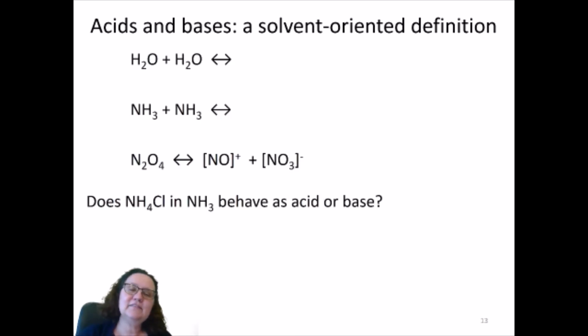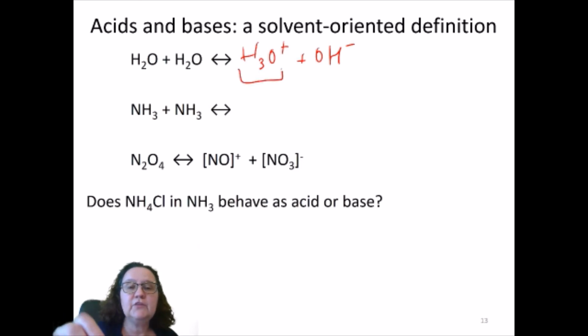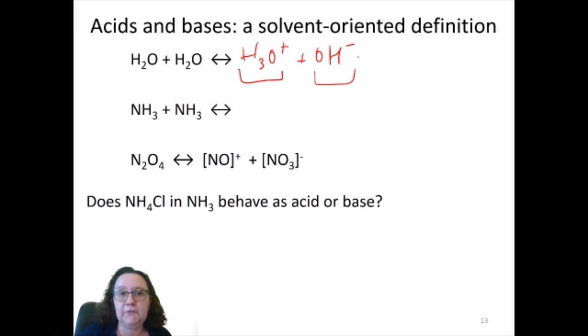So looking at this slightly different rewording of the Bronsted-Lowry definition, a solvent-oriented definition, if we look at the self-ionization of water, which is a traditional reaction that we all know, a substance that produces the cation of the process will be an acid, and a substance that produces the anion of water will be a base.